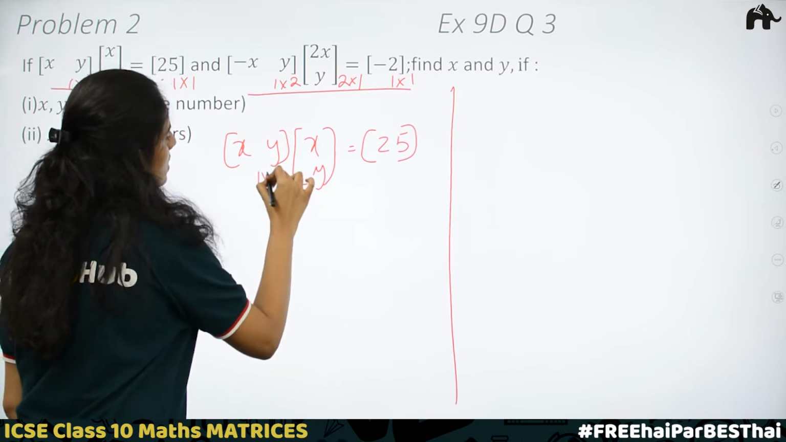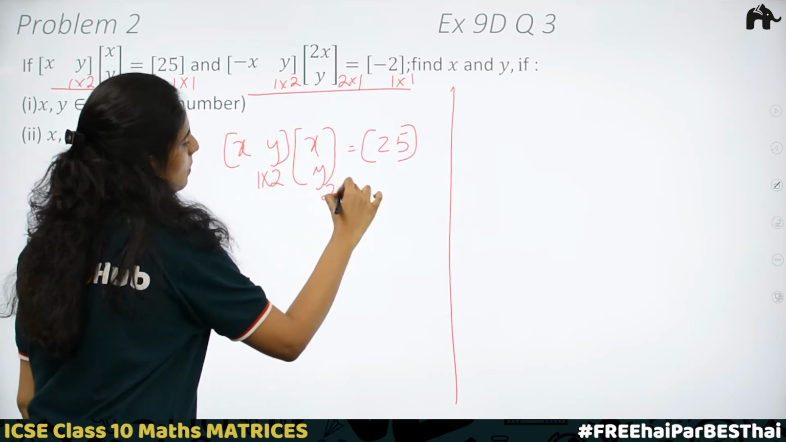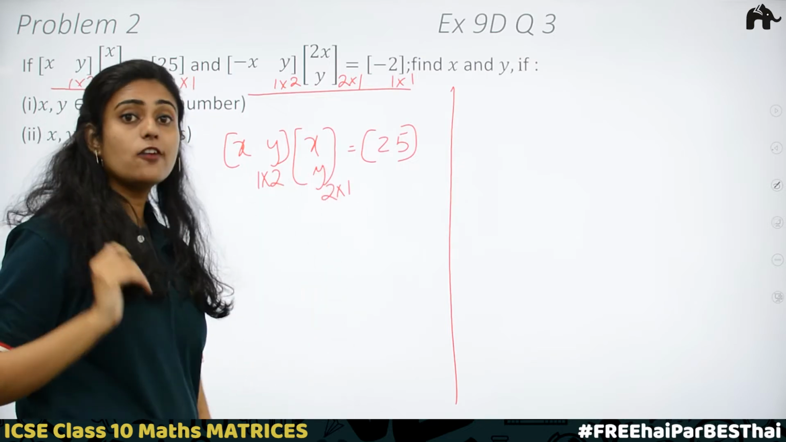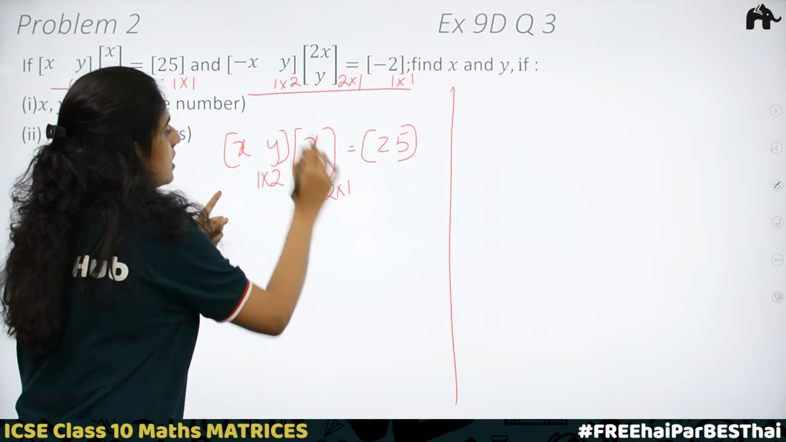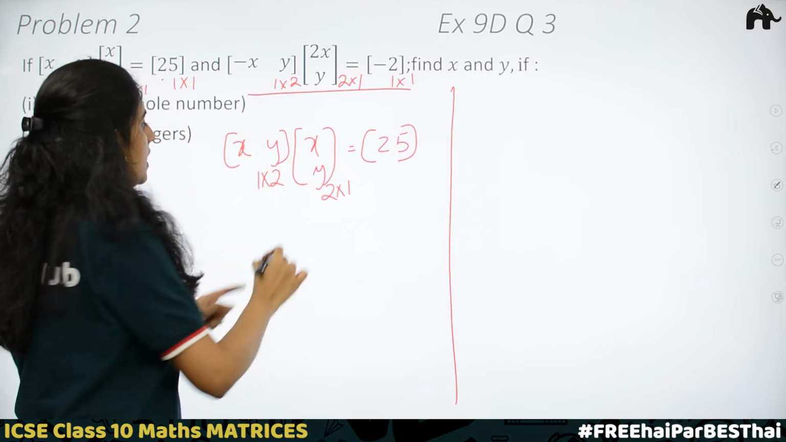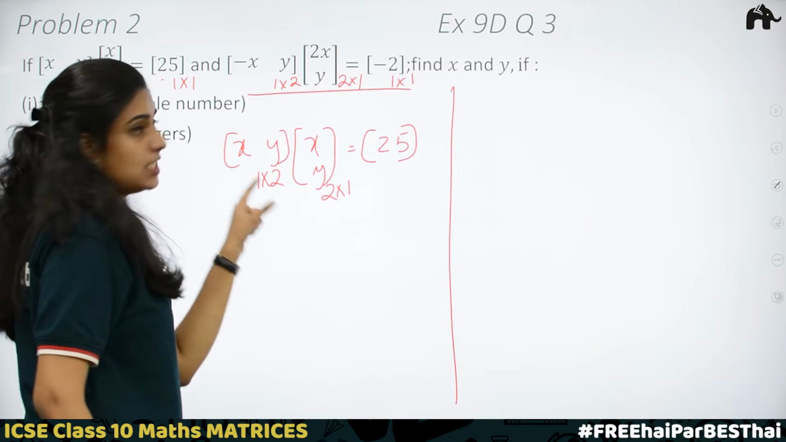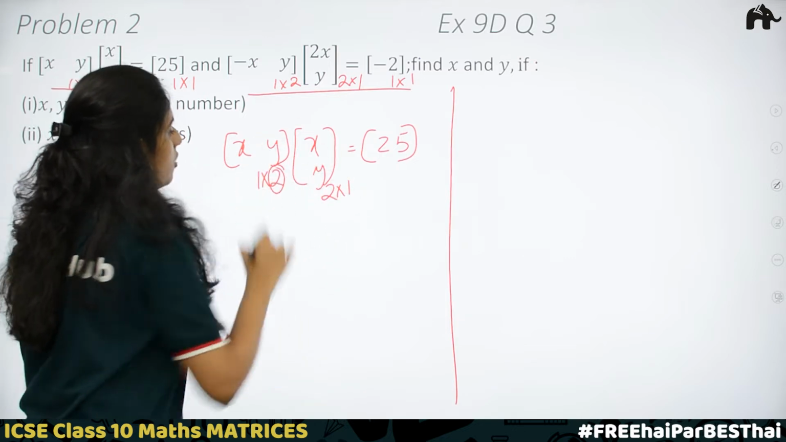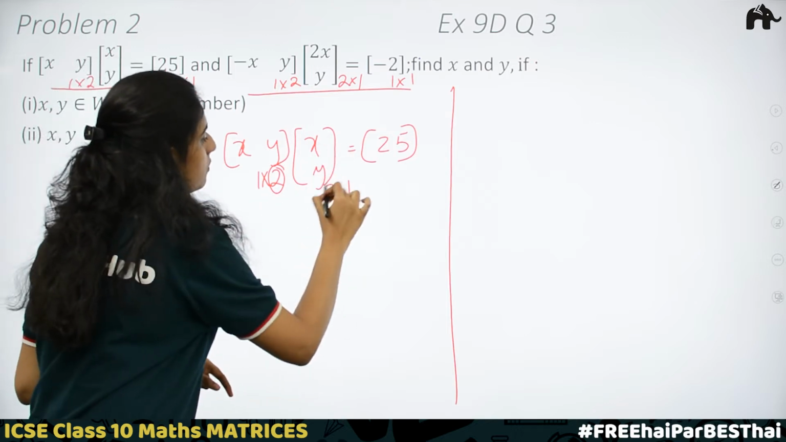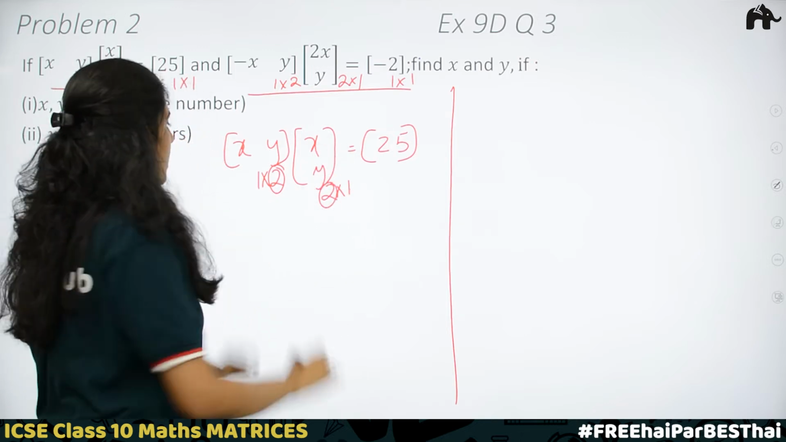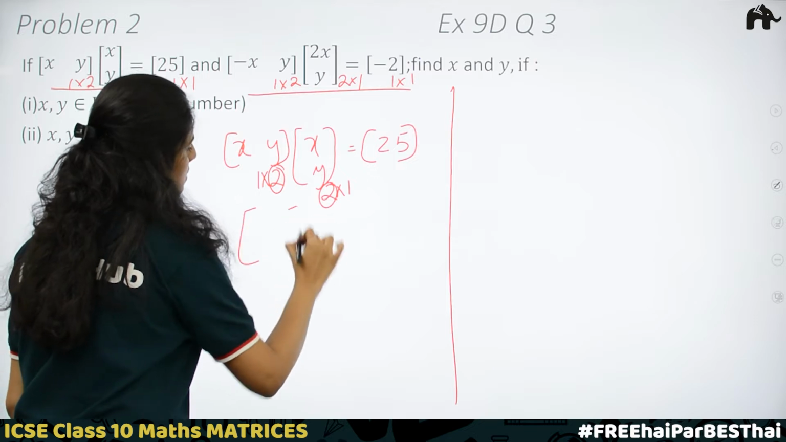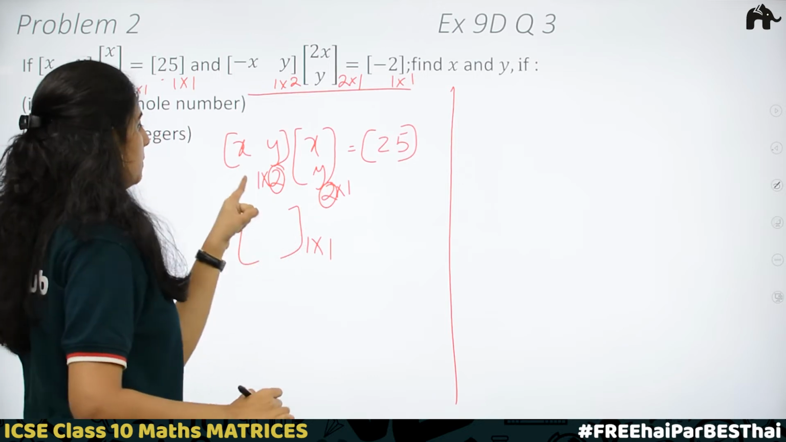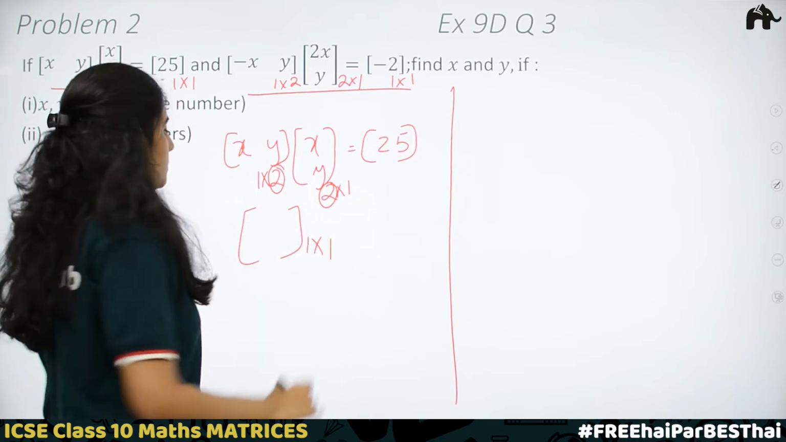Here, we know this is a 1 by 2 matrix and this is a 2 by 1 matrix. Then what will be the order of the product matrix? Check if the matrix multiplication is possible. The number of columns of the first matrix is equal to the number of rows of the second matrix. Here, the number of columns is 2 and the number of rows is 2. They are equal. Then we will be getting a product matrix of order 1 by 1, m by p. Here, m is 1 and p is 1.